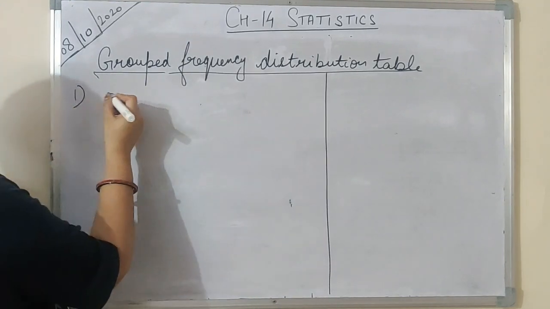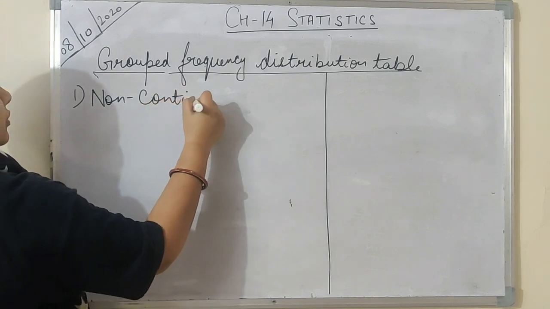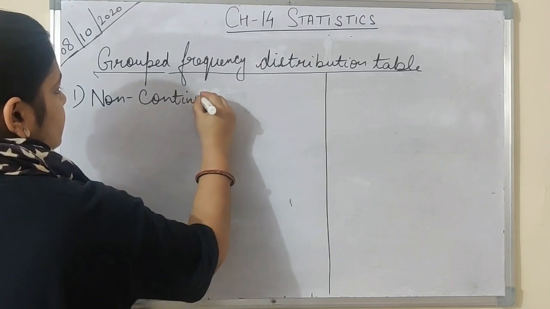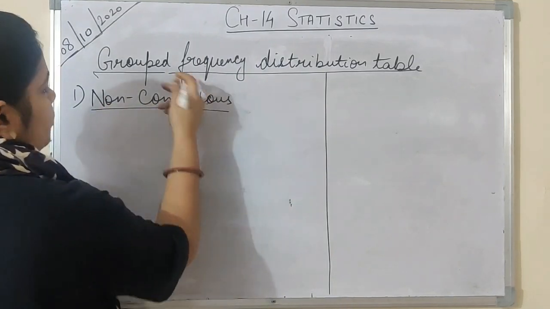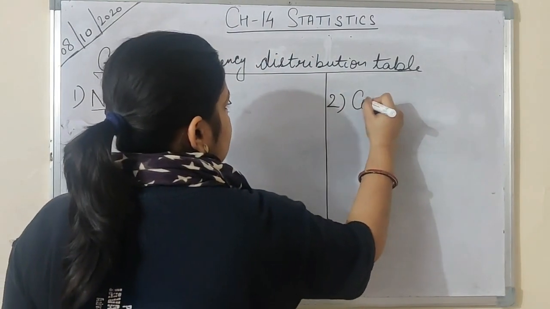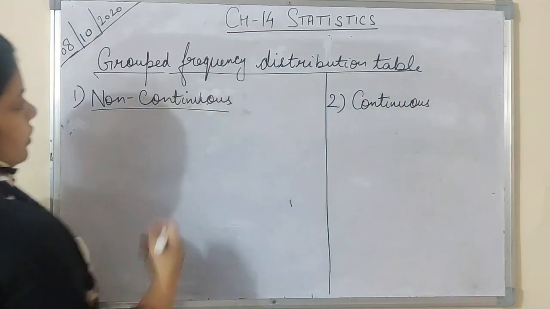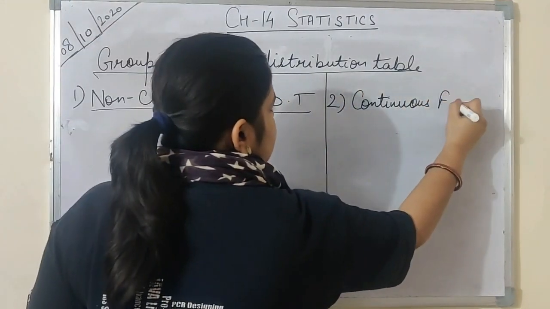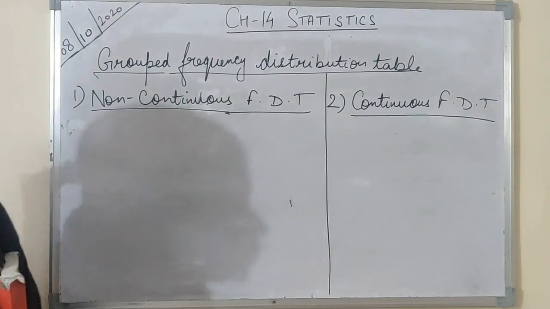First is non-continuous group frequency distribution table, and second, I'm writing over here, is continuous frequency distribution table. Okay, so there are two types of group frequency distribution table.